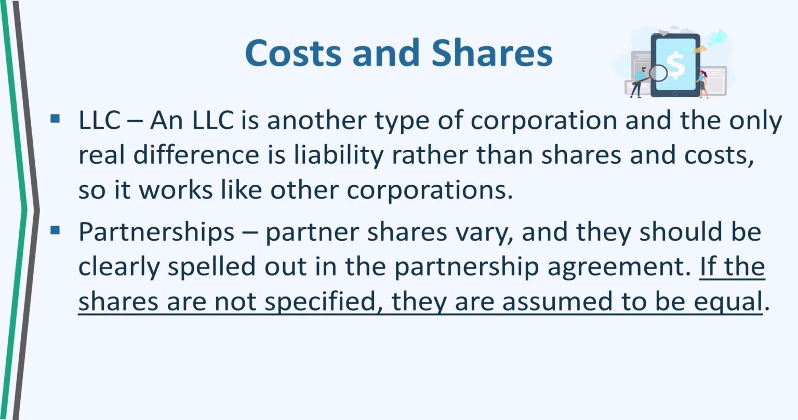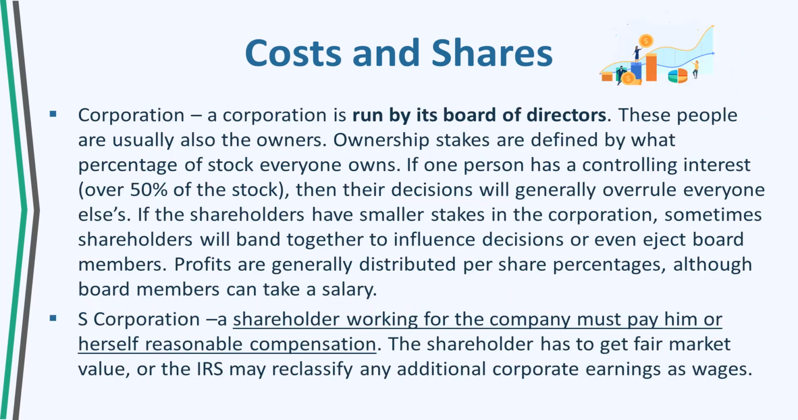For partnership, shares vary, and they should be clearly spelled out in the partnership agreement. If the shares are not specified, they are assumed to be equal. A corporation is run by its board of directors. These people are usually also the owners. Ownership stakes are defined by what percentage of stock everyone owns. If one person has a controlling interest, over 50% of the stock, then their decisions will generally overrule everyone else's.